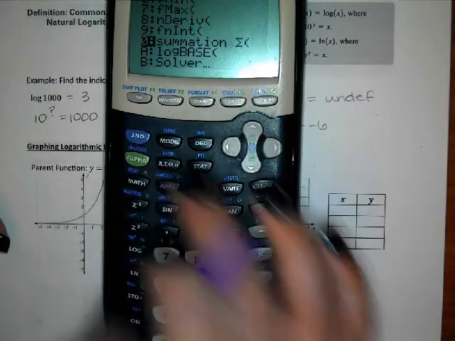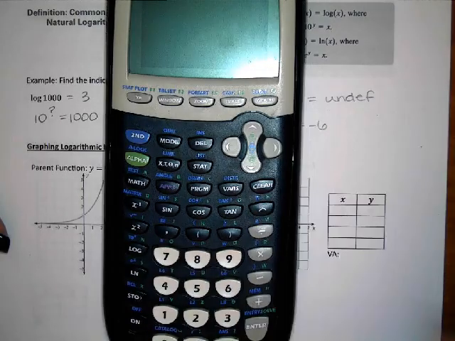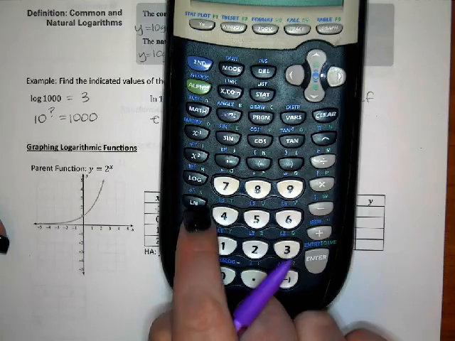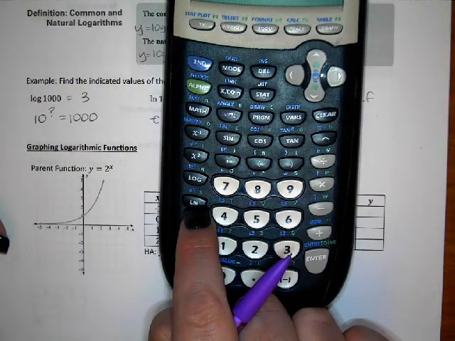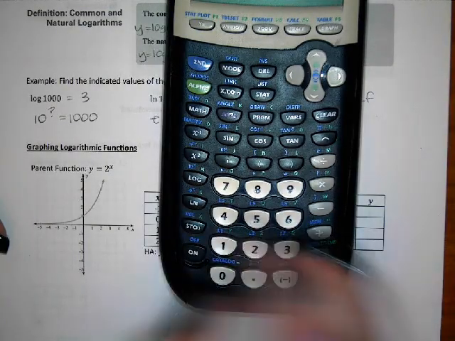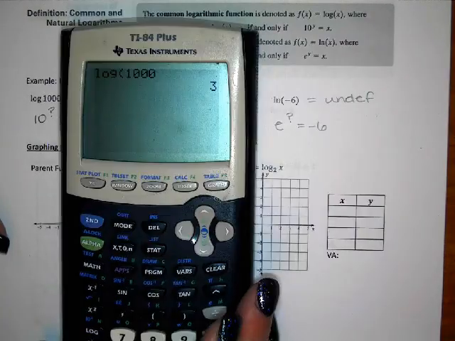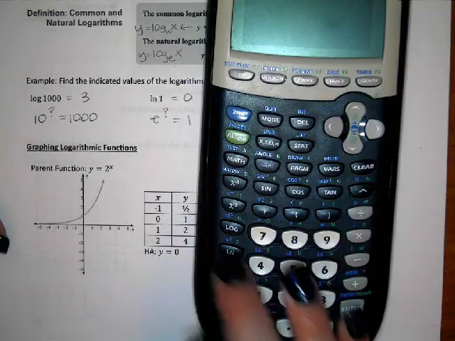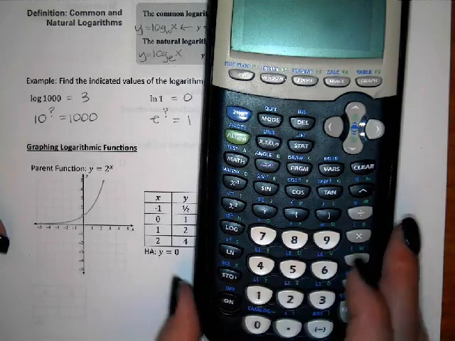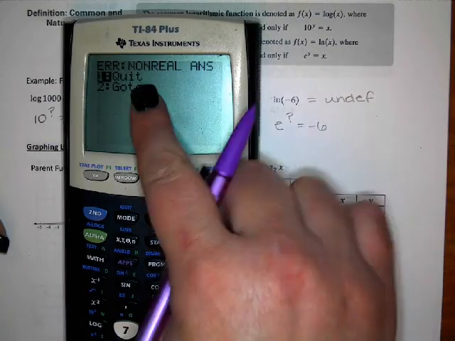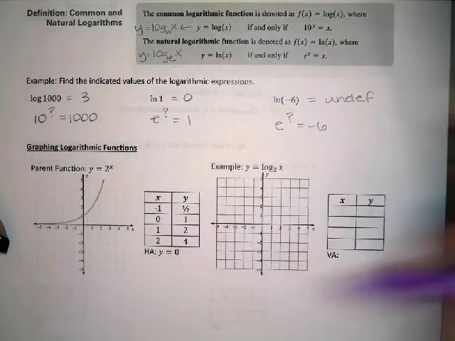Since these are common types of logarithms to do, they actually have their own button. So we have the log button right here and the ln button right here, or natural log button. So log of 1,000, that first problem, is 3. Ln of 1 is 0, and ln of -6 is undefined because you can't do it.